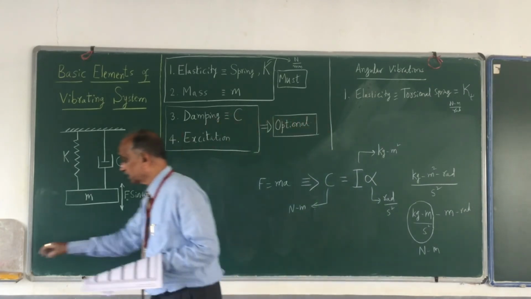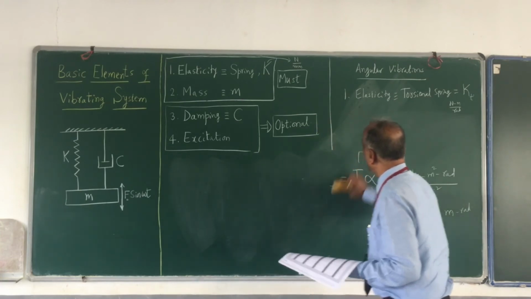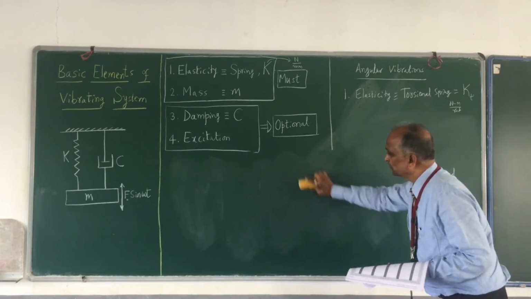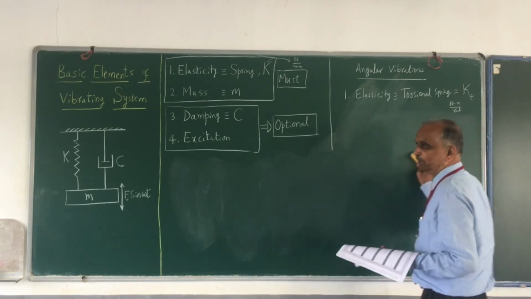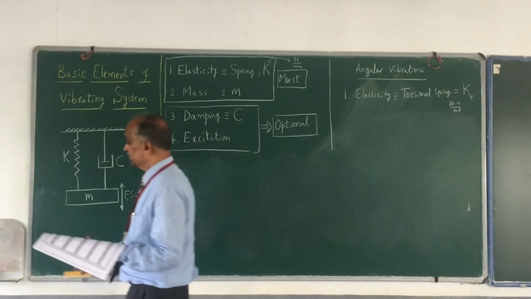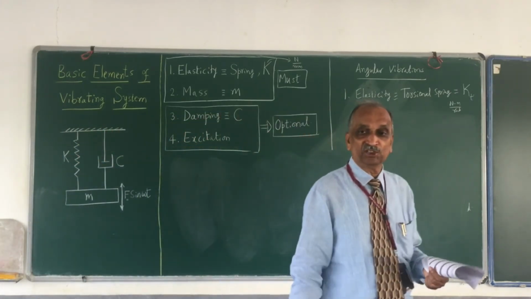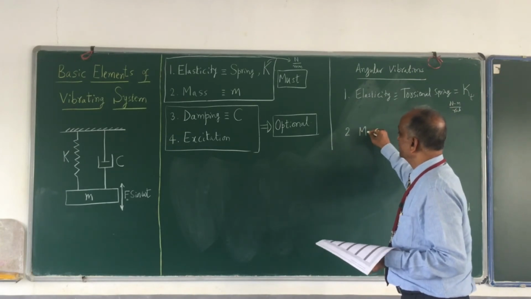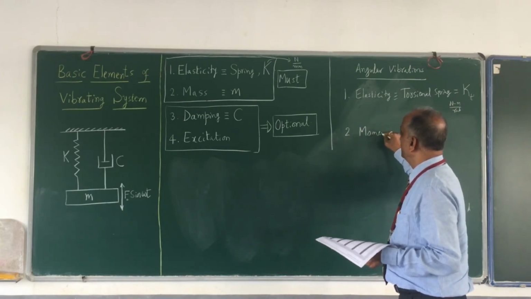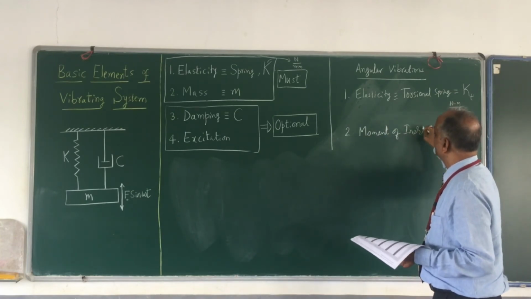So similarly here also, whenever you are talking about motion along a straight line, the mass of the body is important, that is sufficient. But when you are talking about angular motion, the mass of the body is not sufficient. What we require is moment of inertia.